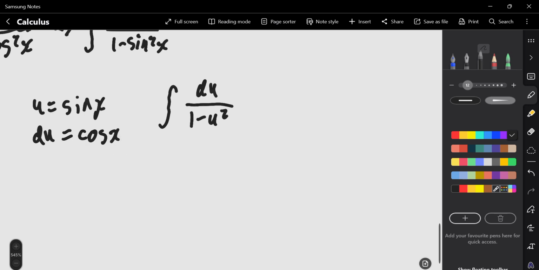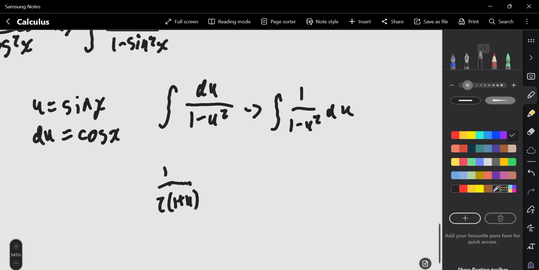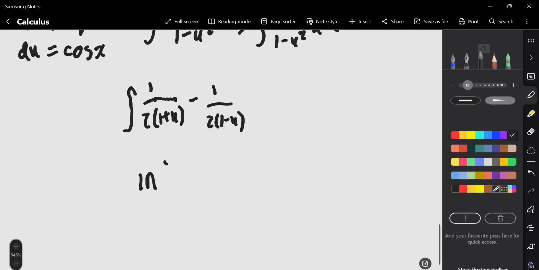Now, algebraically, this is equivalent to the integral of 1 over 1 minus u squared du. And so you could actually do partial fractions on this that you would have learned in A-level maths. I'm assuming the people that are watching this understand how to actually do this. And so we're going to do 1 over 2 lots of 1 plus u minus 1 over 2 lots of 1 minus u as our partial fractions now. And we're going to integrate this. And so we're going to get ln of 1 plus u over 1 minus u.